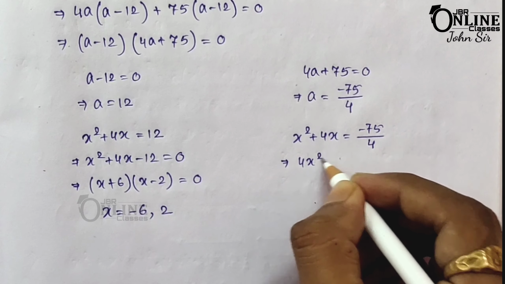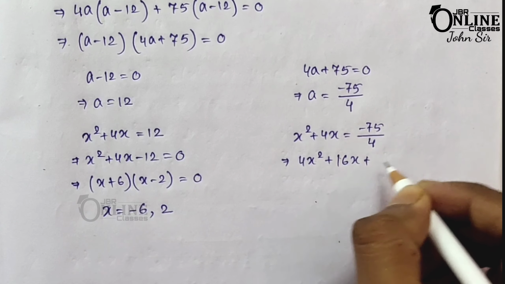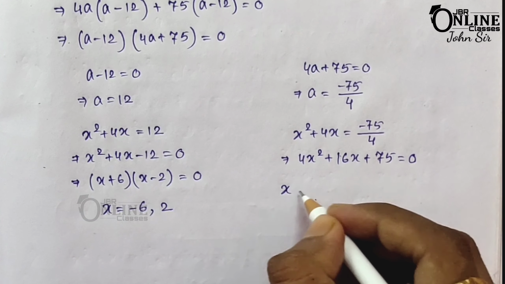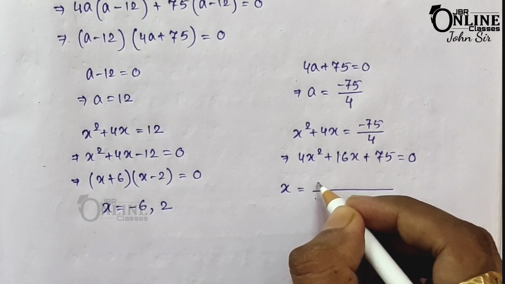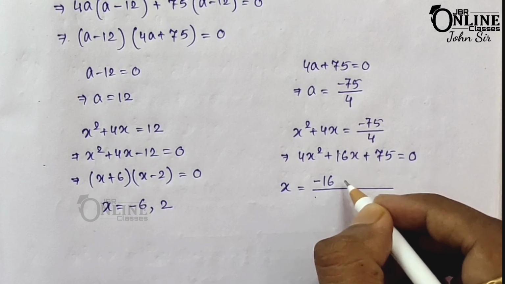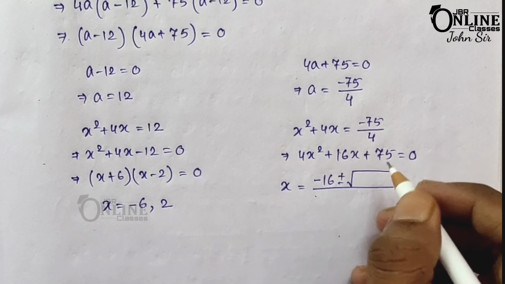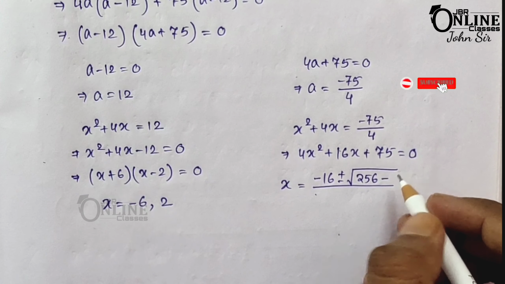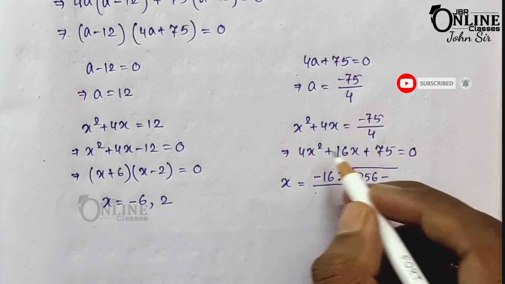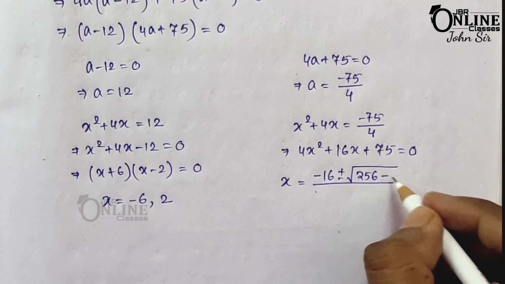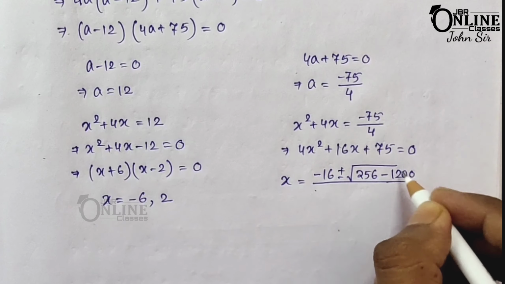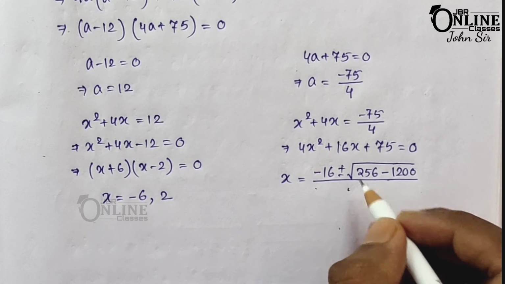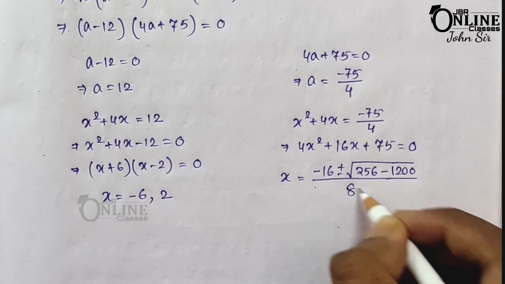So from here 4x square plus 16x plus 75, that equal to 0. Now if you solve it by Sridharacharya formula, then minus 16 plus minus root over, here 16 square means 256, minus here 4 into AC. So 4 into 4 into 75, and you will get 1200 divided by 2a. So 2a means 2 into 4, that becomes 8.